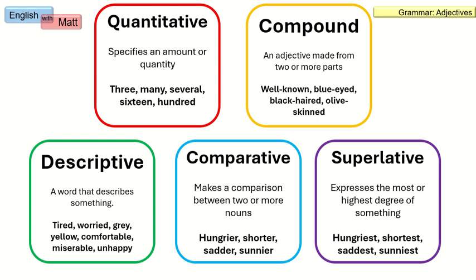Linking to superlatives, superlatives sit on the top of the ladder because they express the most or highest degree of something. So to take that example of hungry again, hungry is descriptive, hungrier is comparative, and hungriest is superlative. And superlative adjectives tend to end in est or iest, and that shows the most or highest degree of something.